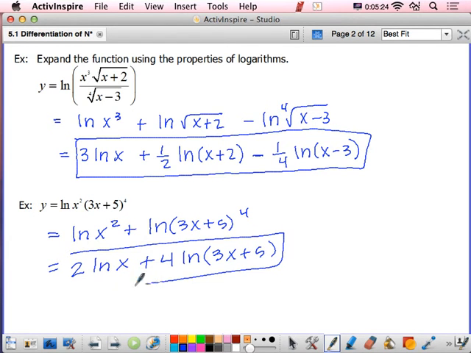And that's expanded form. Is everybody okay with that? Yes? Wow, we're super happy today. Very okay with that.